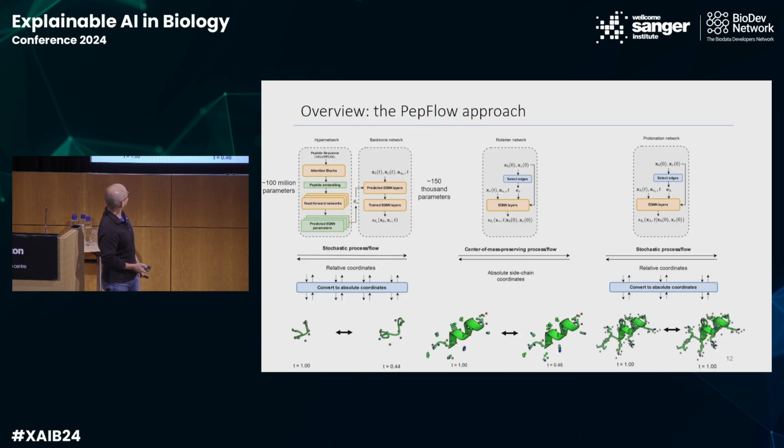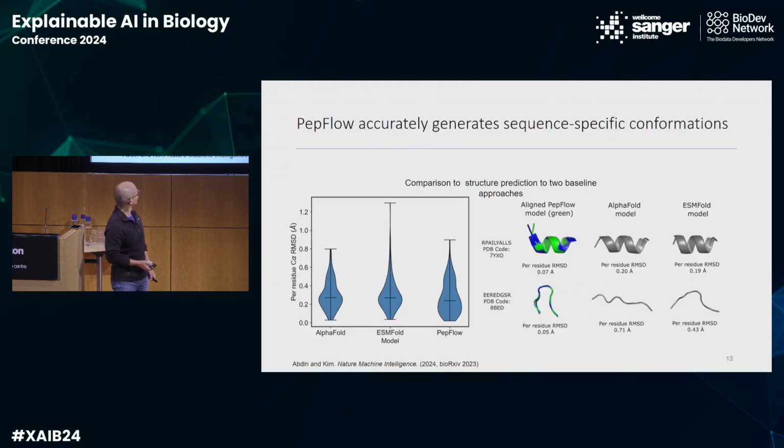And since we're talking about explainable AI, the part where we're closest to explainable AI is PepFlow. This method consists of a hypernetwork and a real network. This network here actually does the prediction of the conformations, and it's a relatively small network of only 100,000 or so parameters. But the heavy lifting is done by the hypernetwork, which predicts the parameters of the smaller network. Put together, it's altogether a pretty complicated approach that will generate all-atom conformations of peptides.